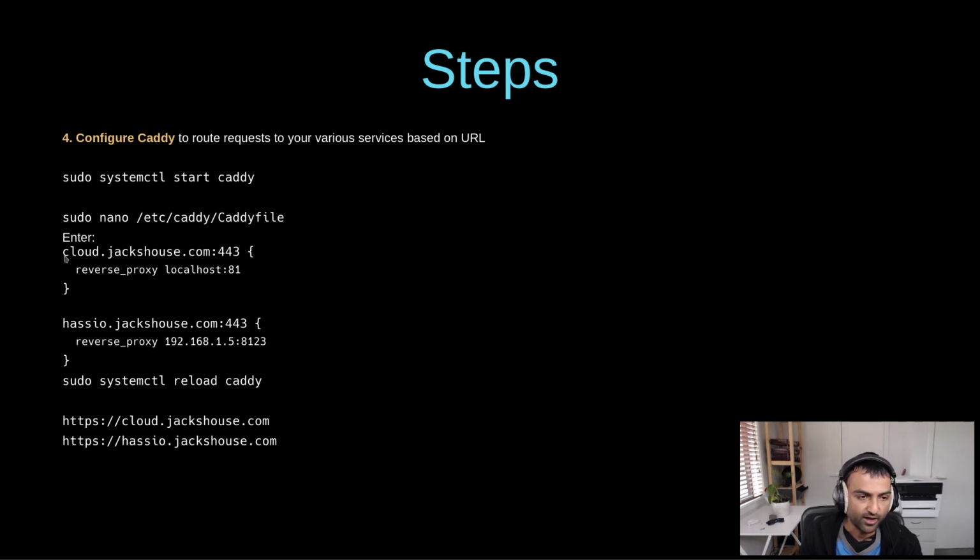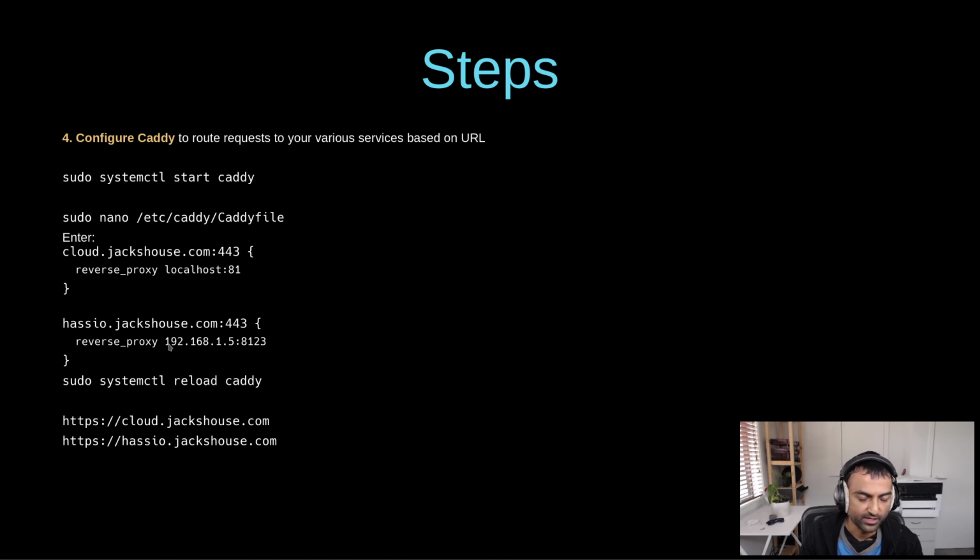And so in that file, you should enter the URLs of the services that you want to access, and all of these will be accessed through HTTPS, which is port 443. So just enter for each of your services that URL, and then we want to set up a reverse proxy to point to the local service. So this is basically the URL that you would use to access the service on your local network.